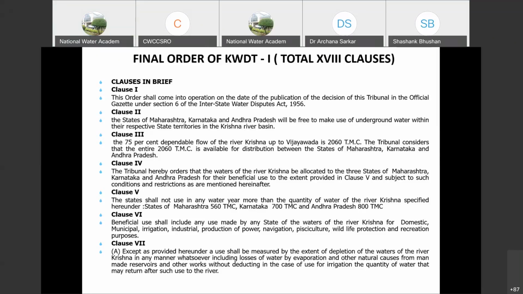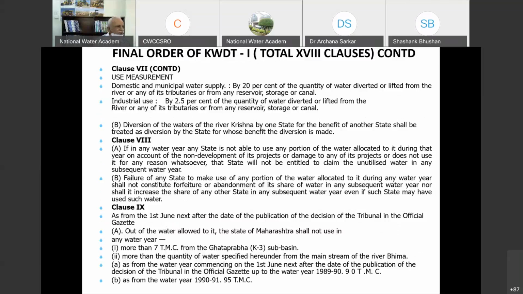Then clause 5 is, and clause 7, an important clause, is that use shall be measured by the extent of depletion of waters of the rivers, including losses of water by evaporation and other natural causes from the man-made reservoirs. That means if a reservoir of water is available, that is not the use. Whatever water has been actually used in the field, this is the definition of KWT 1. When measurement purpose, use measurement for municipal water supply, only 20% is to be measured as a use. For industry, it is 2.5 and it is 100%.